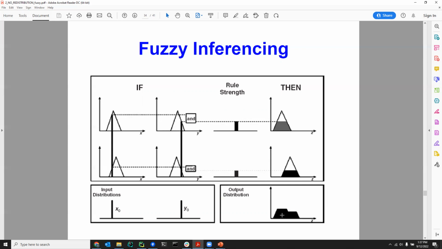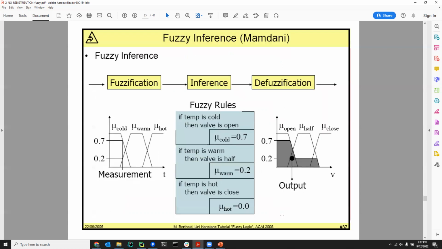So there are multiple different ways to do this. But let's say, for instance, that we wanted to take the center of area or center of gravity. We can look at that distribution and calculate where that is, and then that will be our final crisp output from our control system.